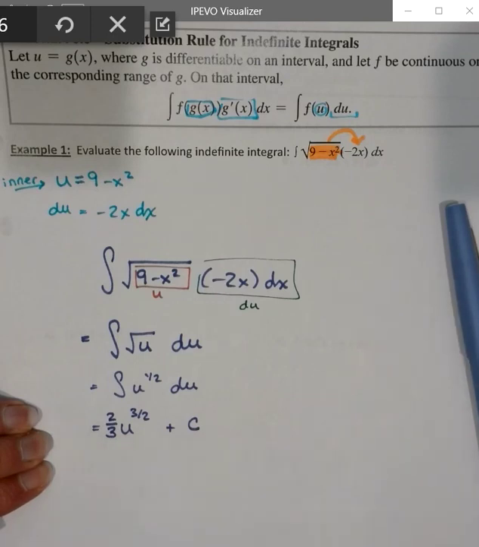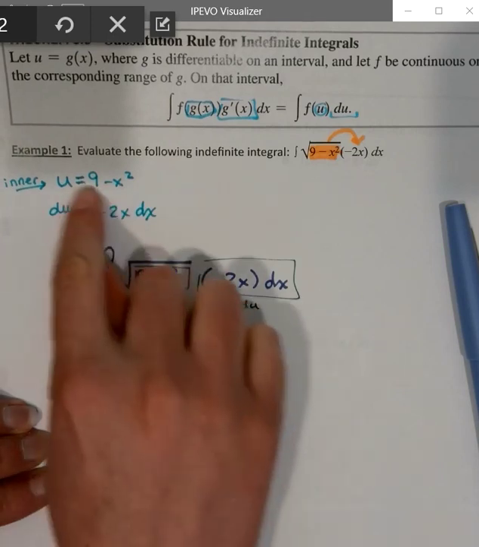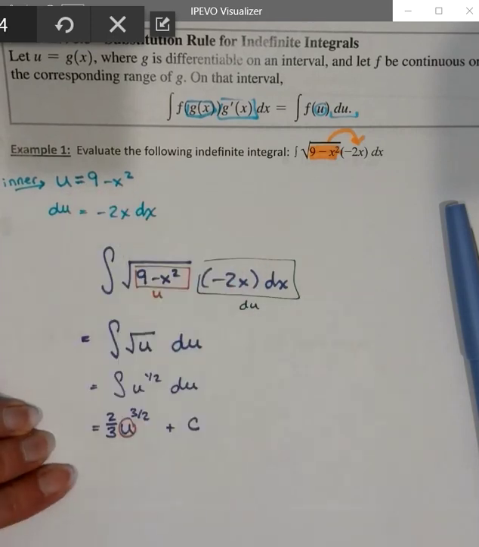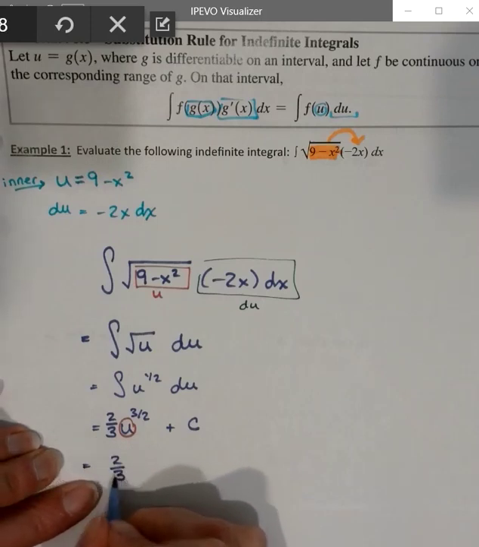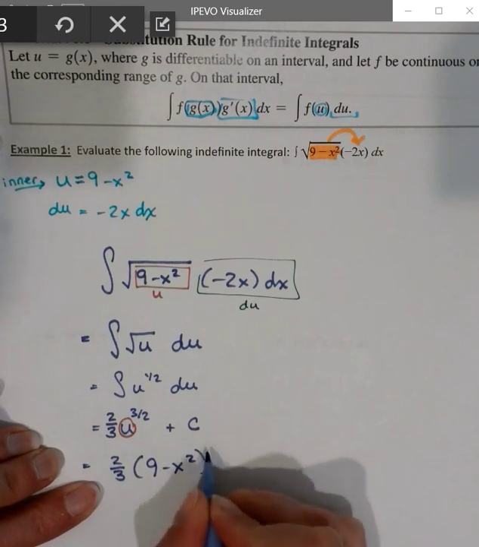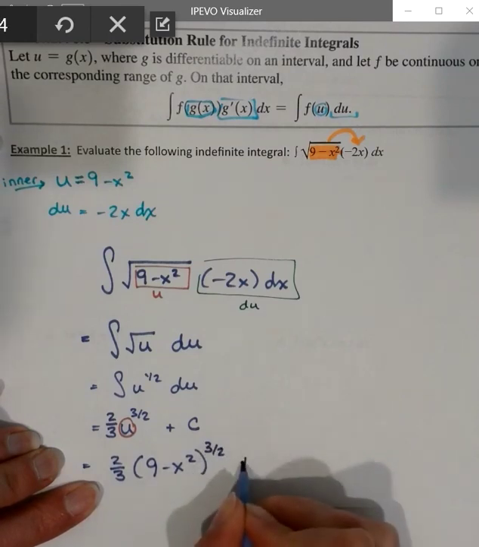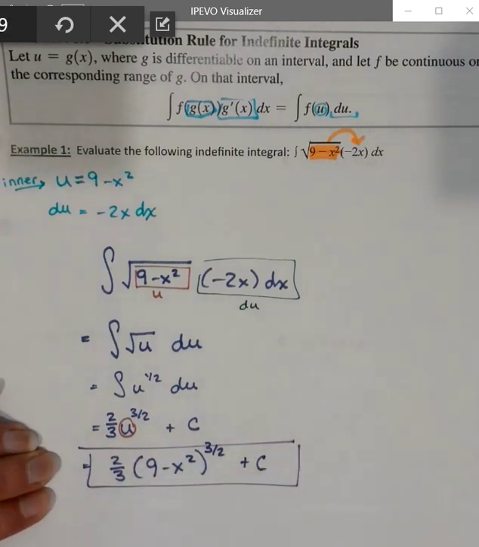The last thing to do is to go back and substitute, because remember we knew what u was. So we're going to plug in u's value for u, and we'll have our antiderivative. So 2/3 quantity 9 minus x squared to the 3/2 power plus c, and that is the antiderivative of the indefinite integral.